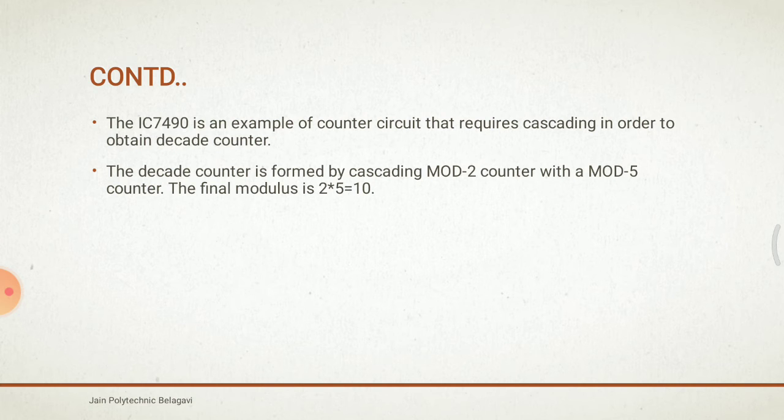Okay, so that is all about the realization of higher order mod counters using the lower order mod counters. Using a mod 2 counter and a mod 5 counter, the final modulus will be mod 10. That means we get the decade counter.